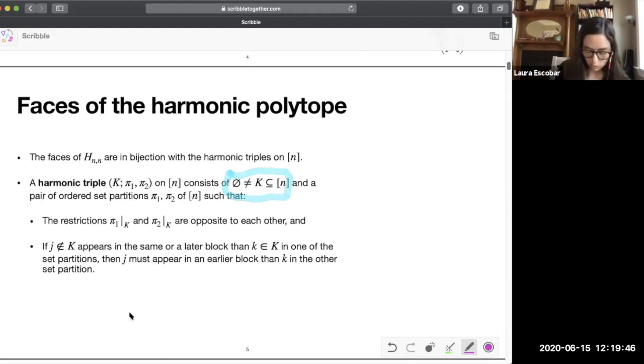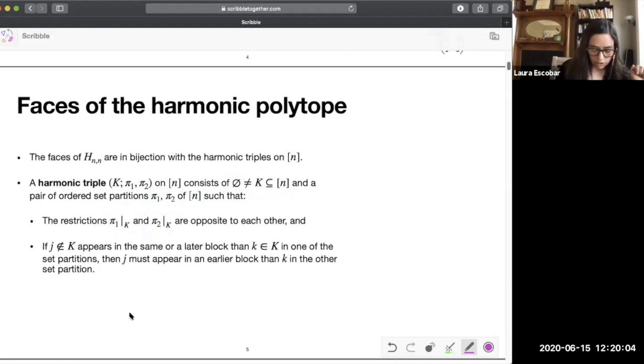And we are going to take 2 ordered partitions of the elements of N. We will see an example in a second, but we want that when you restrict the first partition to the elements in K, and compare it with the restriction of the second partition to the elements of K, they should be opposite of each other.